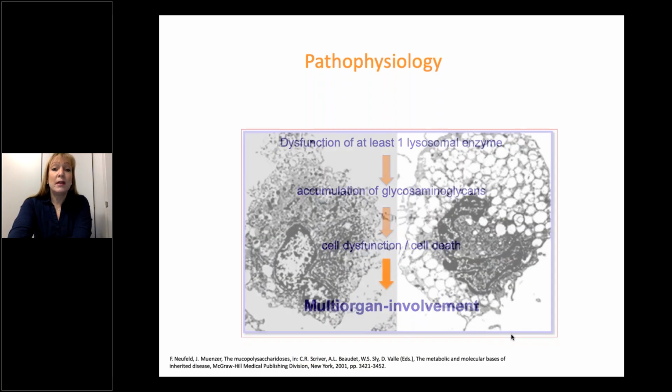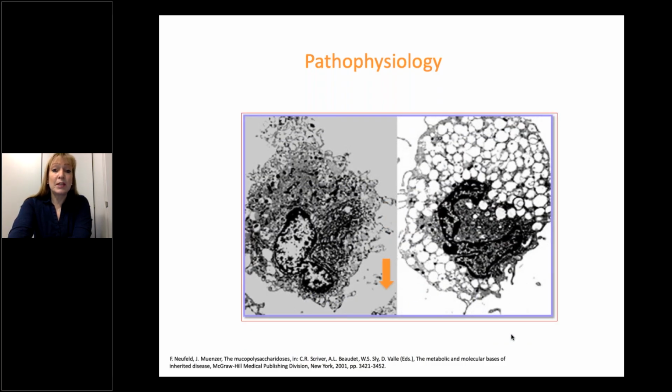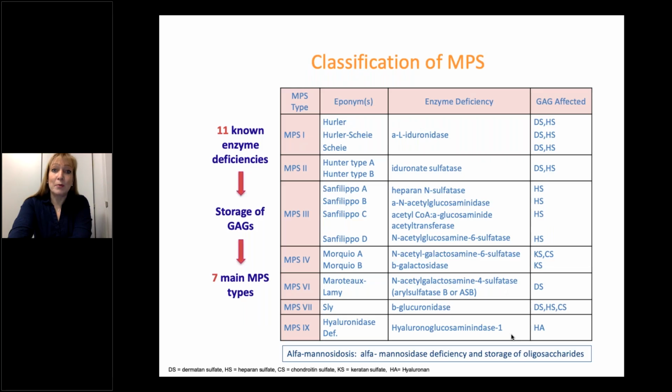So glycosaminoglycans are everywhere, and if you have storage everywhere in your body, it is clear that you have multi-organ involvement. Here on the picture on the right side, you see a cell with all the white bubbles that is storage material. I think it is obvious if you see that cell that it is not working properly anymore.